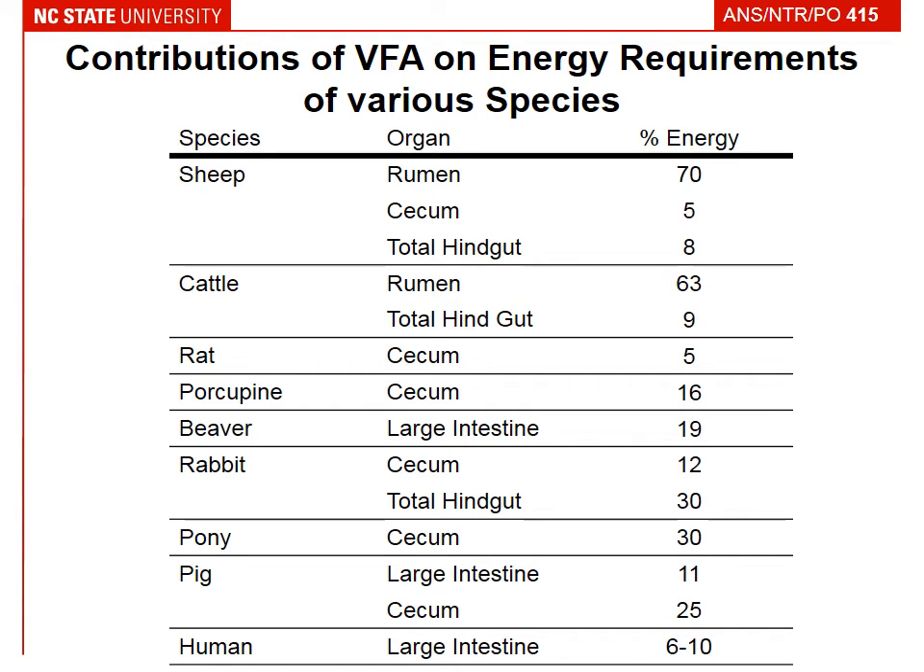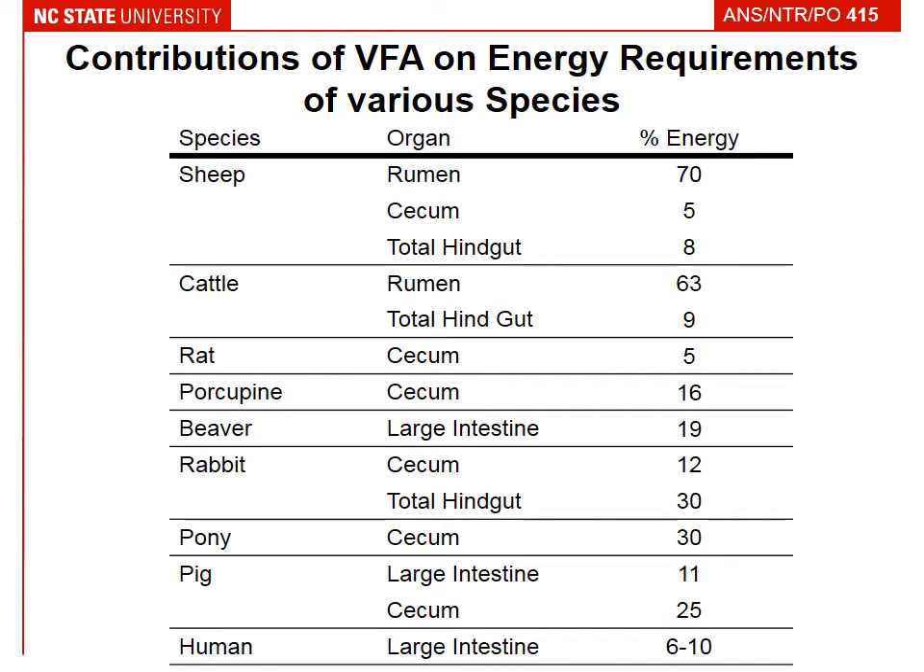So here we have our breakdown, as I had mentioned, of the energy requirements. So here we have the sheep. They are getting 70% of their energy coming from the volatile fatty acids produced within the rumen, compared to 5% in the cecum and 8% in the hindgut. Where if you look at cattle, in this paper they found 63% of their energy is met from volatile fatty acids produced in the rumen. 9% is coming from the hindgut.